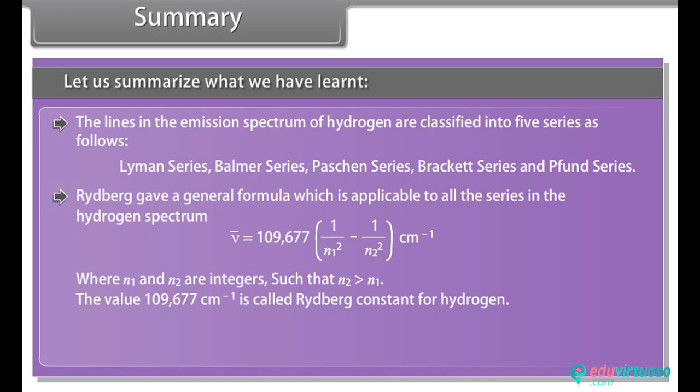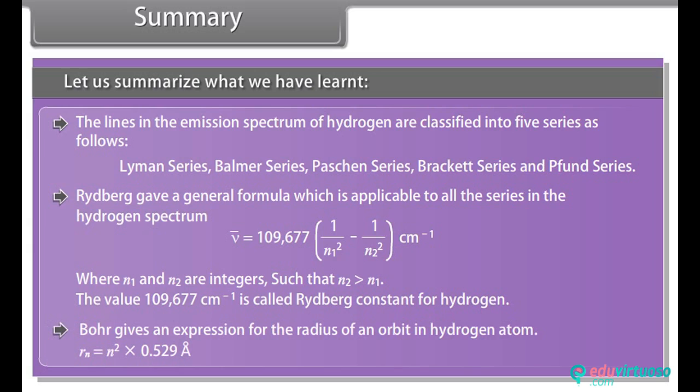Rydberg gave a general formula which is applicable to all the series in the hydrogen spectrum. The value 109677 per centimeter is called the Rydberg constant for hydrogen. Bohr gave an expression for the radius of an orbit in a hydrogen atom. Rn is equal to n square into 0.529 angstrom.